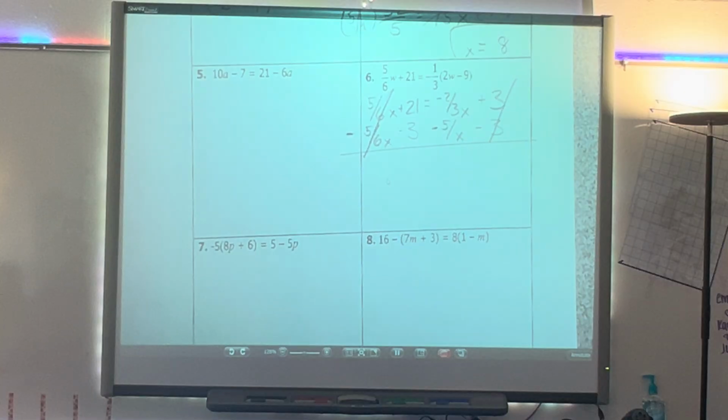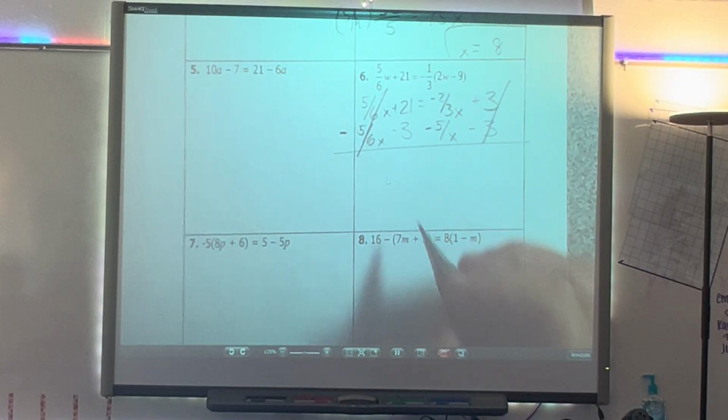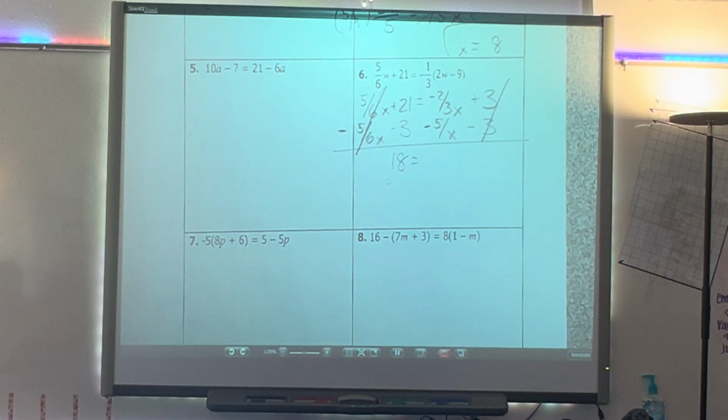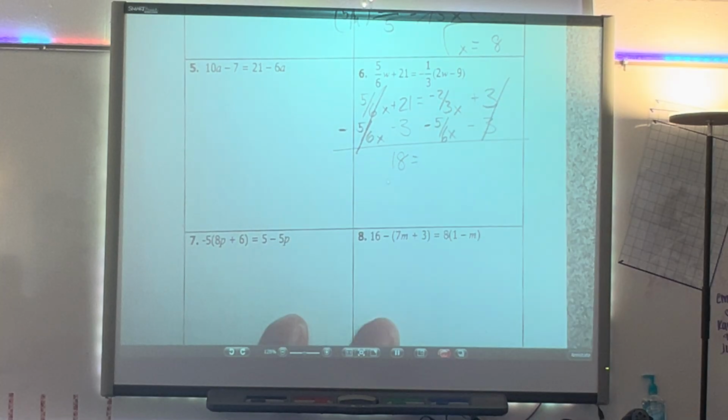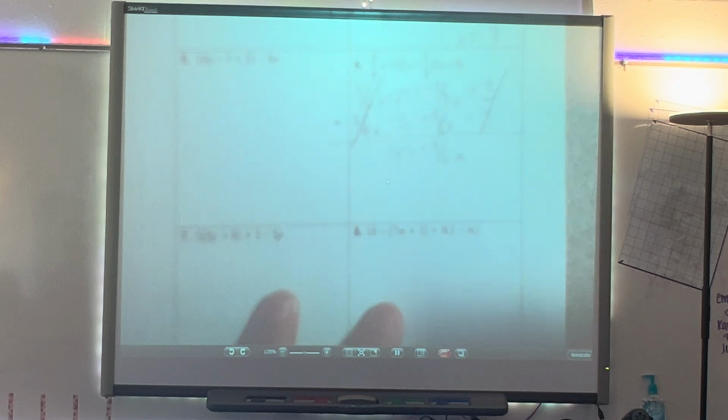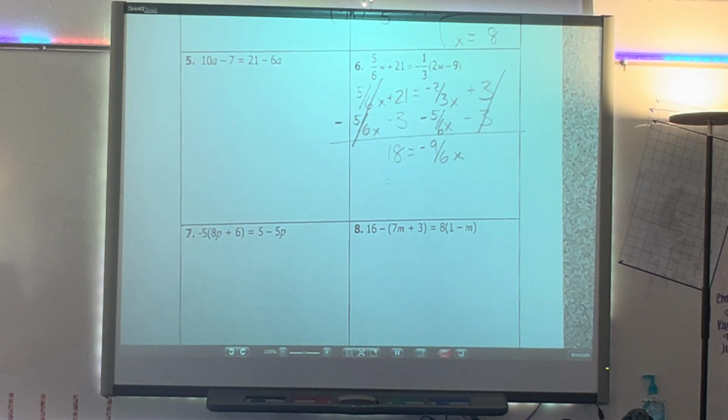Okay, that goes away. 21 minus 3 on the left gives me 18, and over here, whoops, that should be 5/6. 2/3 is the same thing as 4/6. So negative 4 over 6, negative 5 over 6, is negative 9 over 6, which would simplify, but I'm doing it in my head. So, alright, now what do I need to do to get rid of that?